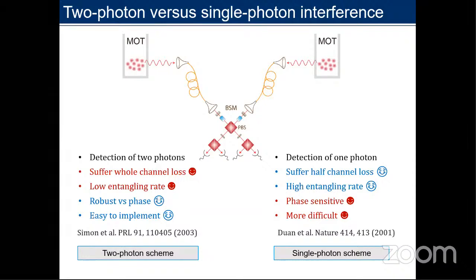Before talking about the two-node results, I would like to briefly mention the methods of entangling remote memories. In general, there are two types of methods. One method is a two-photon scheme, which detects two photons in the middle, thus suffers the whole channel loss and results in a low entangling rate. The second method is the single photon scheme, which detects a single photon in the middle, thus suffers half the channel loss merely and results in a much higher entangling rate. From the experimental point of view, the single photon scheme is more difficult to implement since it is phase sensitive.